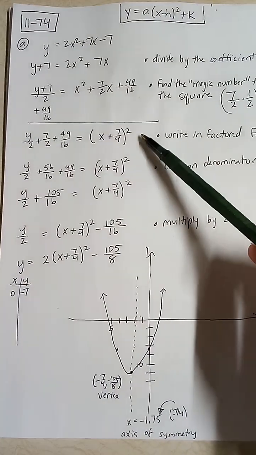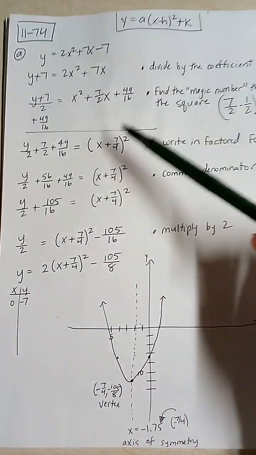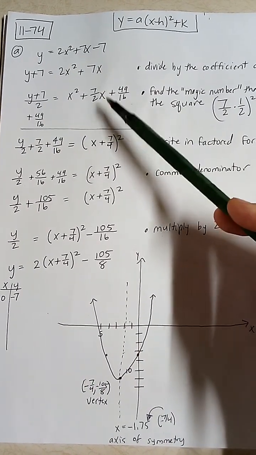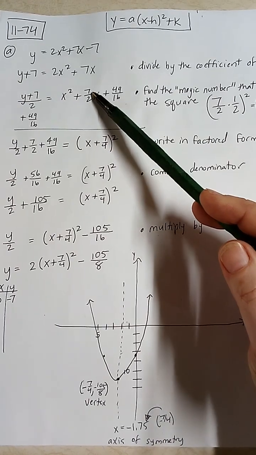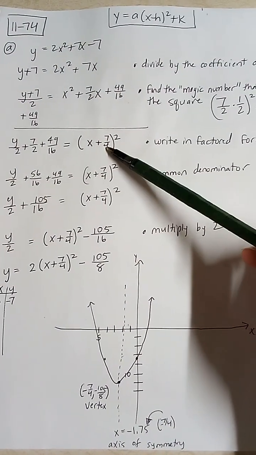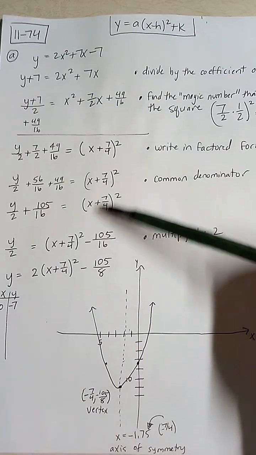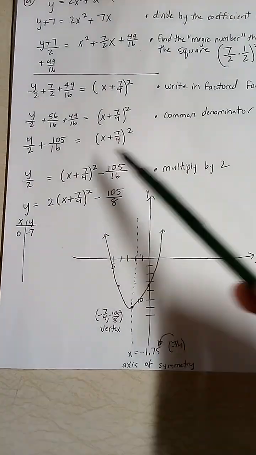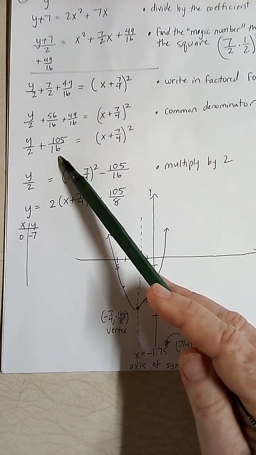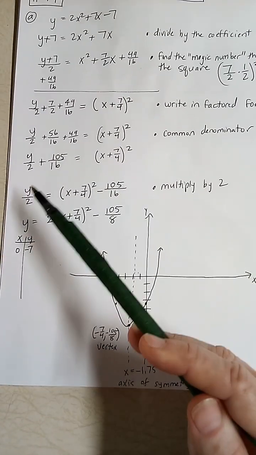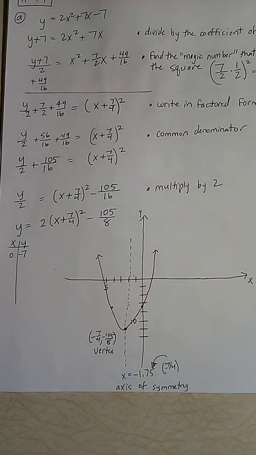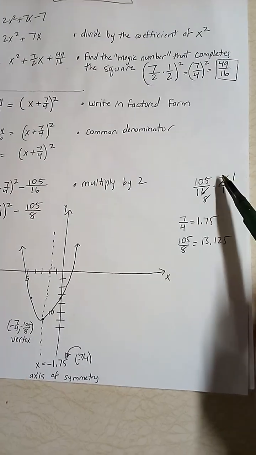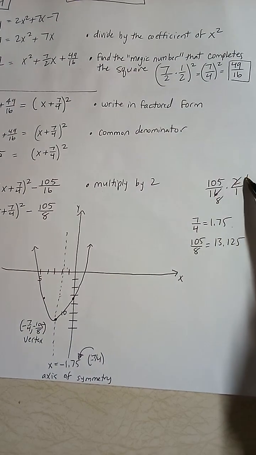On the right-hand side, I just put my quadratic into factored form. You can use a diamond problem for this, like an area model box if you need to, but basically you just take half of the coefficient of x, and that's what goes inside the parentheses. So half of 7/2 is 7/4. And then to get it into graphing form, I had to subtract 105/16 on both sides, and then I had to multiply both sides by 2. And when I multiplied this by 2, I canceled out the 16 and turned it into an 8.